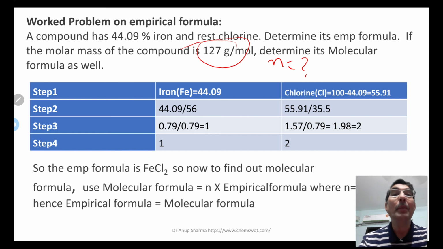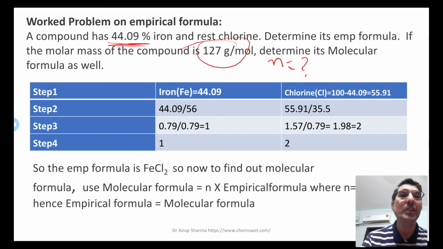The compound has 44.09% iron and the rest chlorine. It means there are two elements present, one is iron and another is chlorine. As I told you, percentage should be considered as grams. So iron is 44.09 grams and the rest is chlorine. Percent means out of 100, so out of 100, how much chlorine? 100 minus the mass of iron, and that gives 55.91 grams of chlorine.